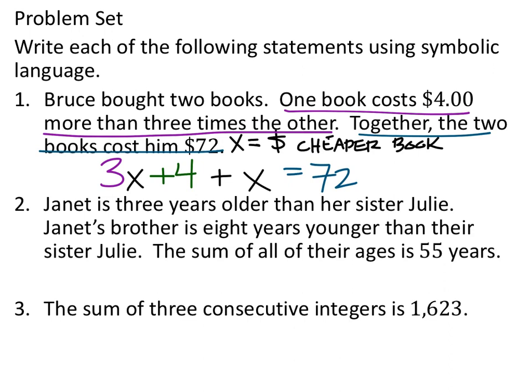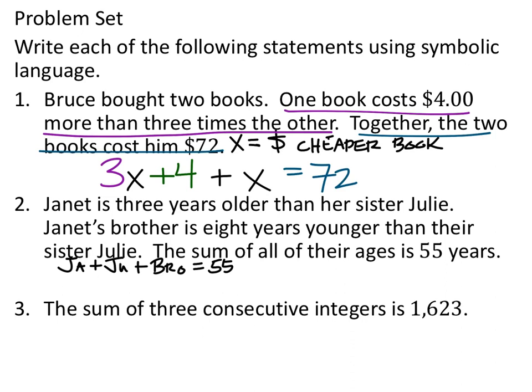Janet is 3 years older than her sister Julie. Janet's brother is 8 years younger than their sister Julie. The sum of all their ages is 55 years. So here's what we know to start out with: if we take Janet's age, plus Julie's age, and then add it to the brother's, we get 55 years. But it doesn't really tell us directly what the unknown is.